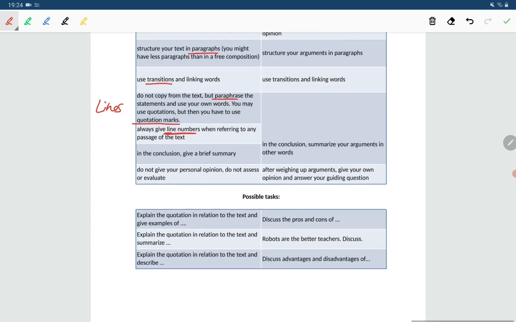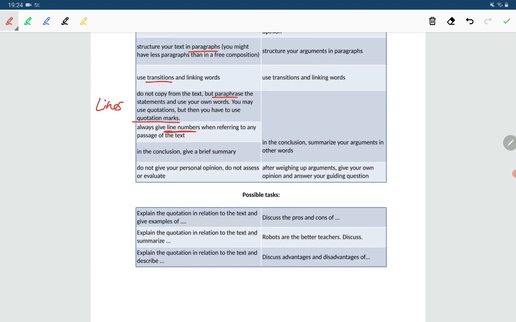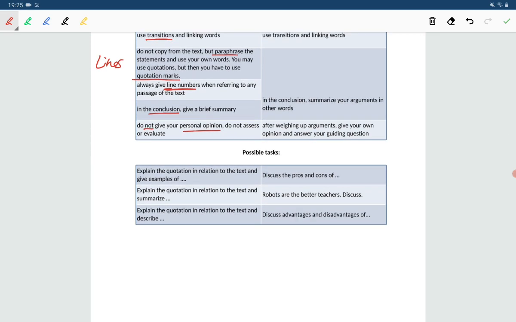Line numbers. In the conclusion, you give a brief summary. Do not give your personal opinion. Do not evaluate, do not assess anything. This is neutral. You just sum up. Now, here are possible tasks again. Explain the quotation in relation to the text and give examples, summarize, describe. So the beginning, the first step is always the same. And now it's time to practice.